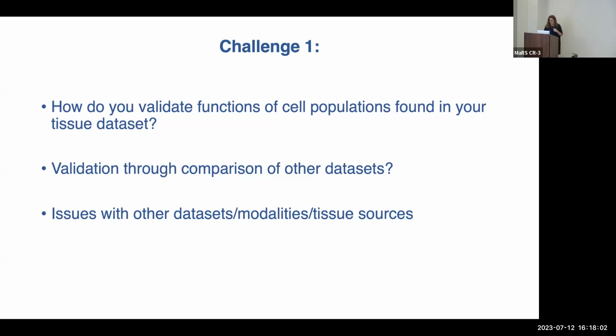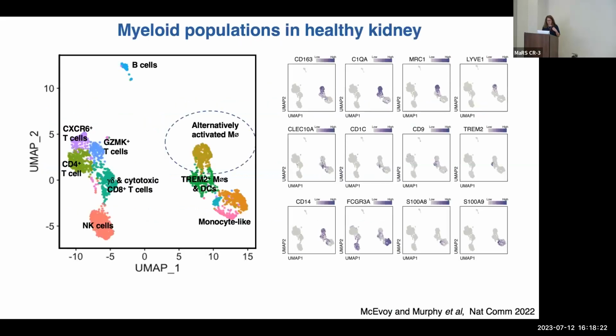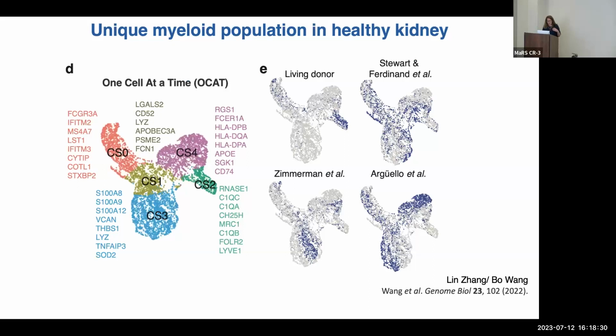So one example is validation through other data sets. If we find a novel population in our particular tissue source that we think could be contributing to homeostasis, do we see it in other kinds of data sets? Obviously here there are issues with data set modalities and the types of tissue sources that all have to be considered. An example of where this came up is we found this alternatively activated myeloid population that was a very dominant myeloid population, and we wanted to see if this was telling us something unique.